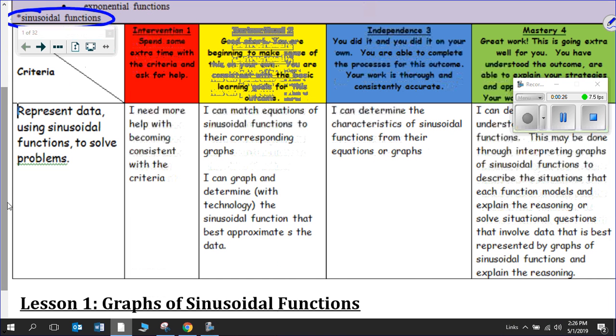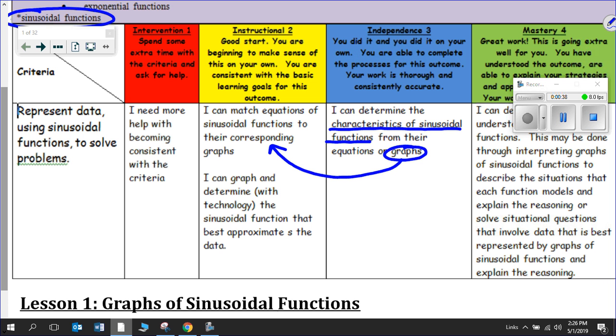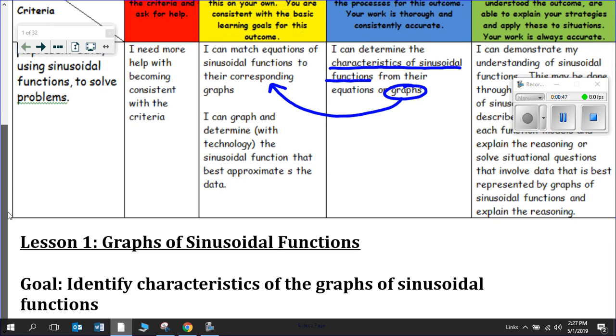So in this lesson we are going to start by looking at characteristics of sinusoidal functions based on their graphs. Remembering that this piece ends up helping us out for the level 2 skills, in which we are going to match, just like we did in the previous two outcomes. So again, lesson 1, we are going to identify characteristics of the graphs of sinusoidal functions.